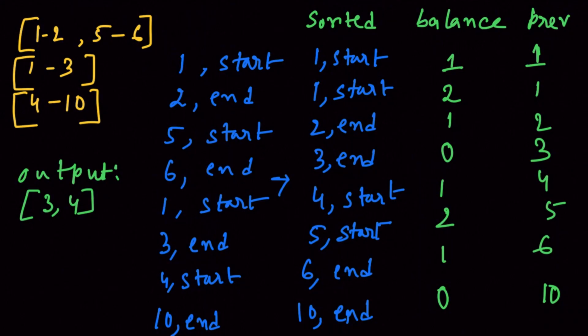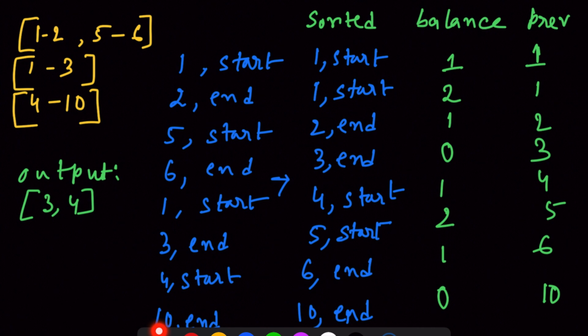So let's take these intervals. This is for the first employee, this is the second, this is the third, or you can take the 0th, first and second index. Now I will take all the events. Here the interval started at 1 and ended at 2, so 1 with start, 2 with end, then 5 with start, 6 with end. This way I will take all the start and end events with the event type. Next I will be sorting them.